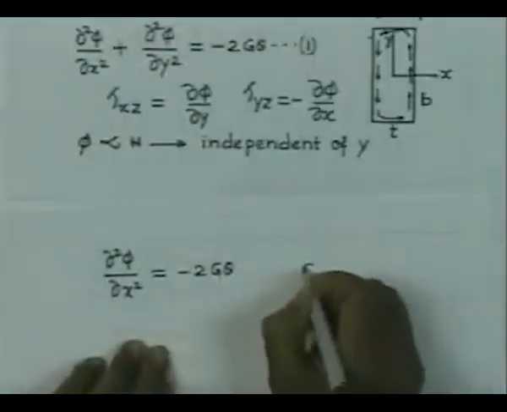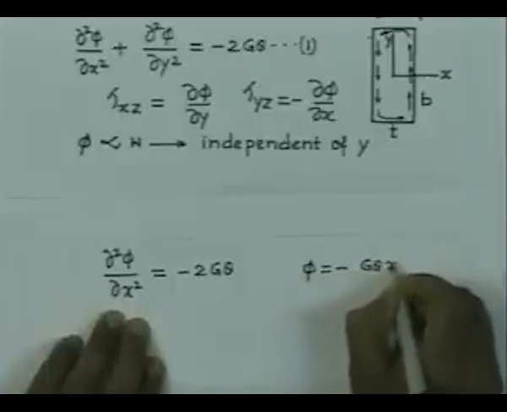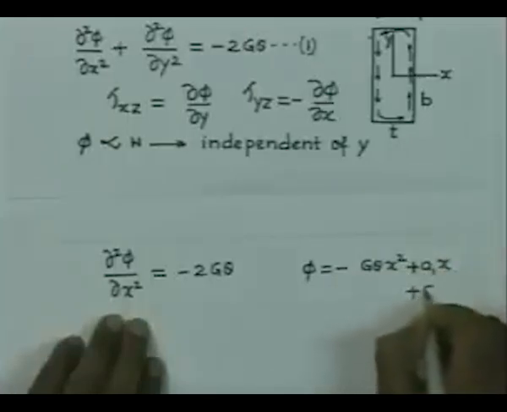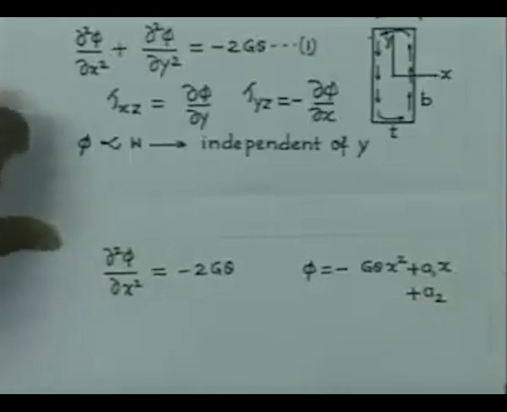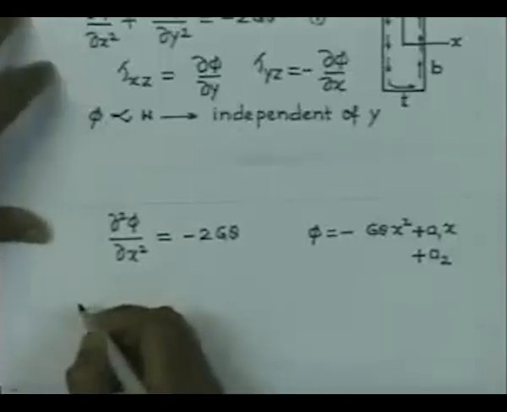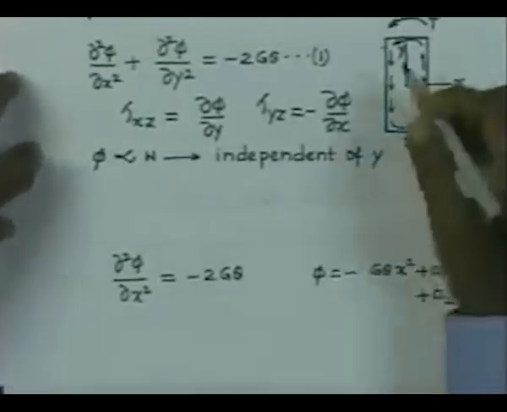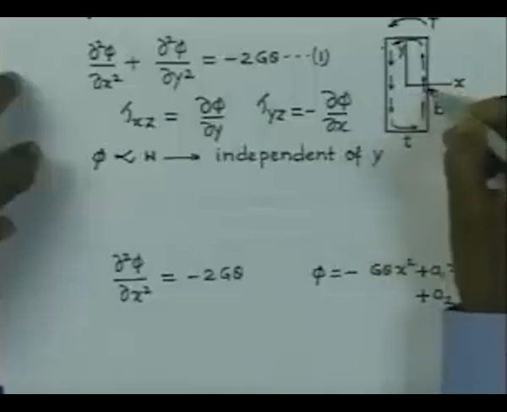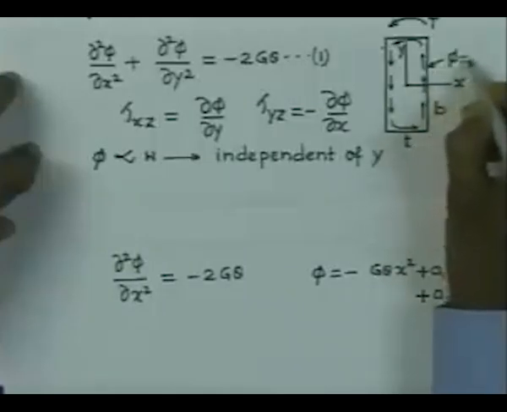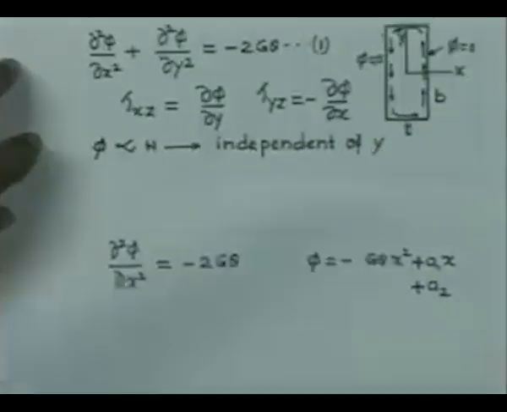So, we can now write phi is equal to minus g theta x square plus some constant a1 x plus another constant a2, that is the form of phi. How do we get the two constants a1 and a2? We have the boundary conditions that phi is equal to 0 at this boundary, x is equal to minus t by 2, and it is also 0 at this boundary, x is equal to plus t by 2.